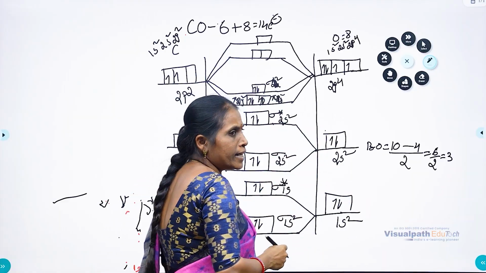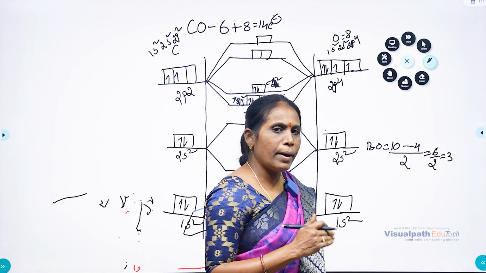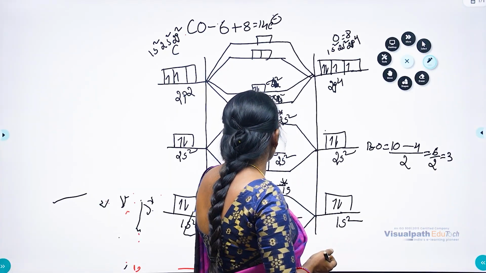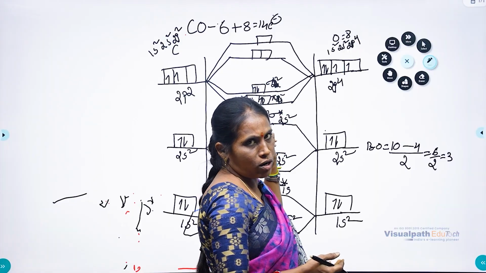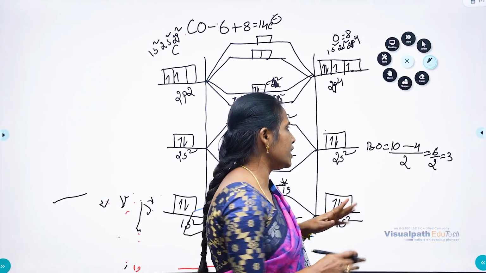So here, is it paramagnetic or diamagnetic? How to explain? Based on the paired and unpaired electrons. All of these are paired electrons. So paired electrons mean it is diamagnetic in nature.